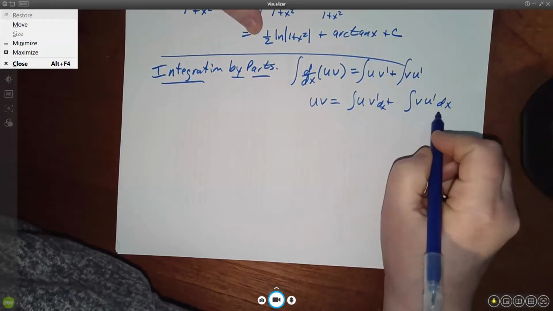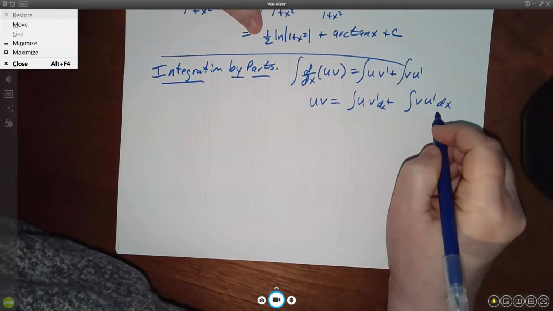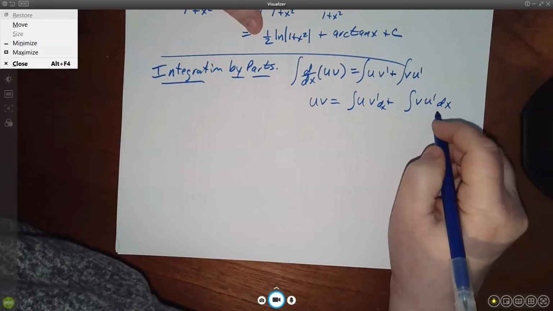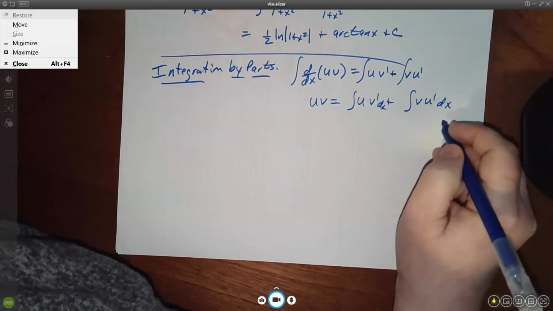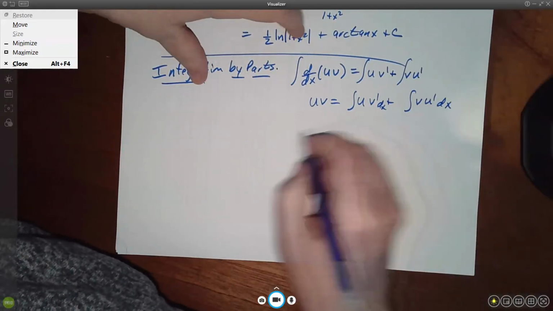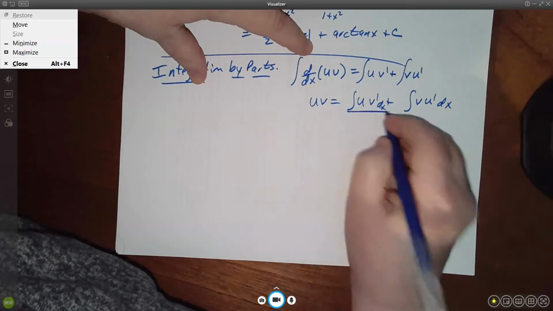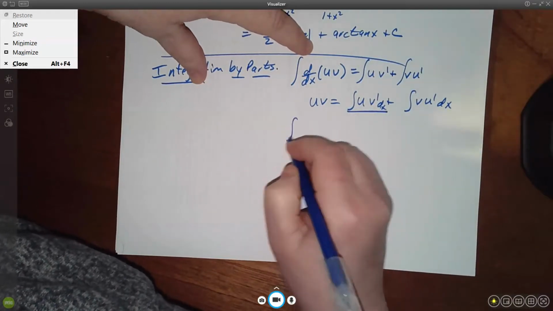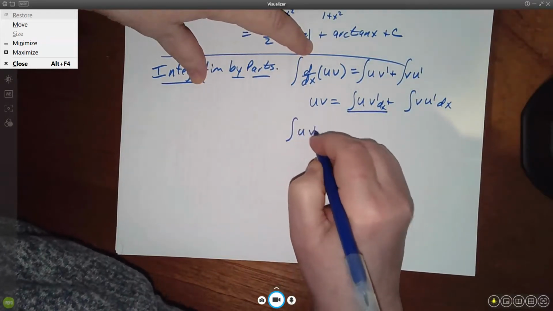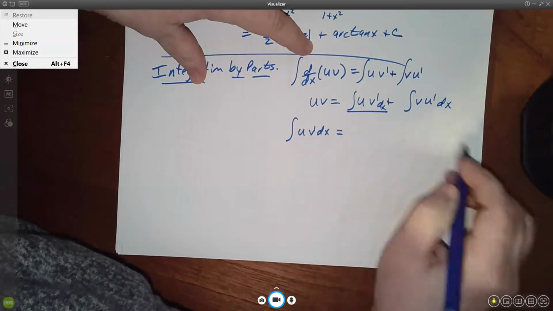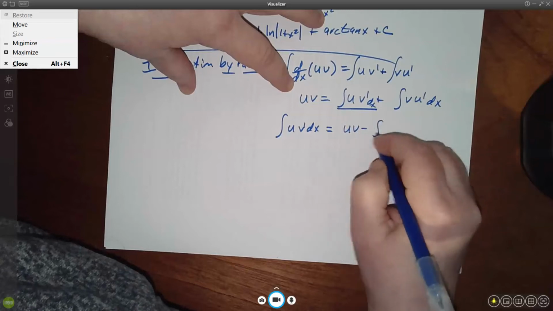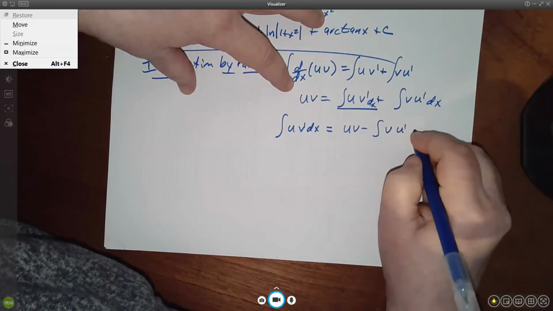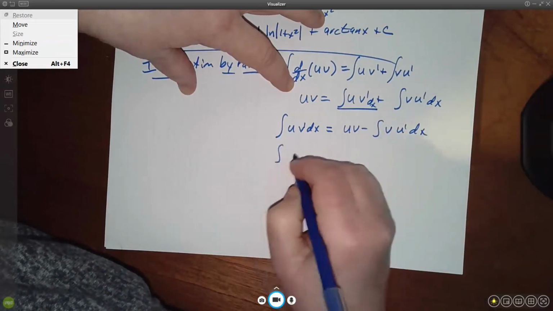And let's see, how do we solve it for one or the other? du is what I want. Okay, sorry, I'm trying to remember which way we write the formula. So solving for this one, I'll have the integral of u v prime dx is equal to uv minus the integral of v u prime dx. That sounds kind of weird. Let's try it again.